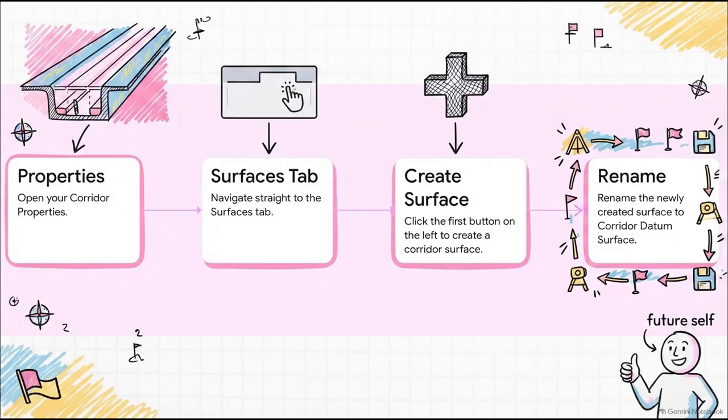To translate that engineering goal into the software, here's your click path. You're going to click on your corridor to open the contextual ribbon, head straight over to Corridor Properties, and then click on the Surfaces tab. From there, you'll hit that first button on the left to create a corridor surface. And a quick tip, immediately rename this to Corridor Datum Surface so you know exactly what this data represents moving forward. Trust me, your future self will thank you.